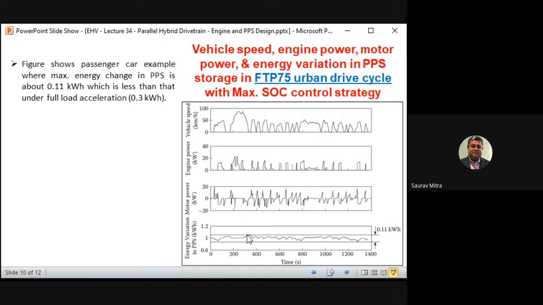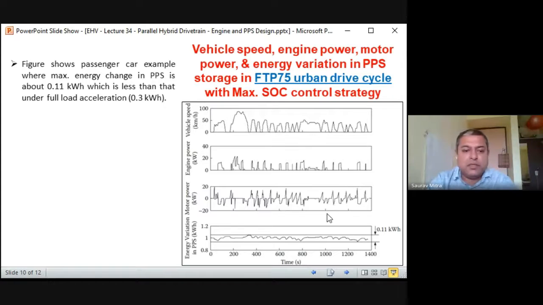This is called a PPS top line. Okay, in this case the PPS is at maximum charge. Again the PPS is getting discharged. Again here PPS comes to the bottom line. So PPS is like this. And how much is this level? This level is 0.11 kilowatt hour. So this is a very important thing, energy variation in the PPS.